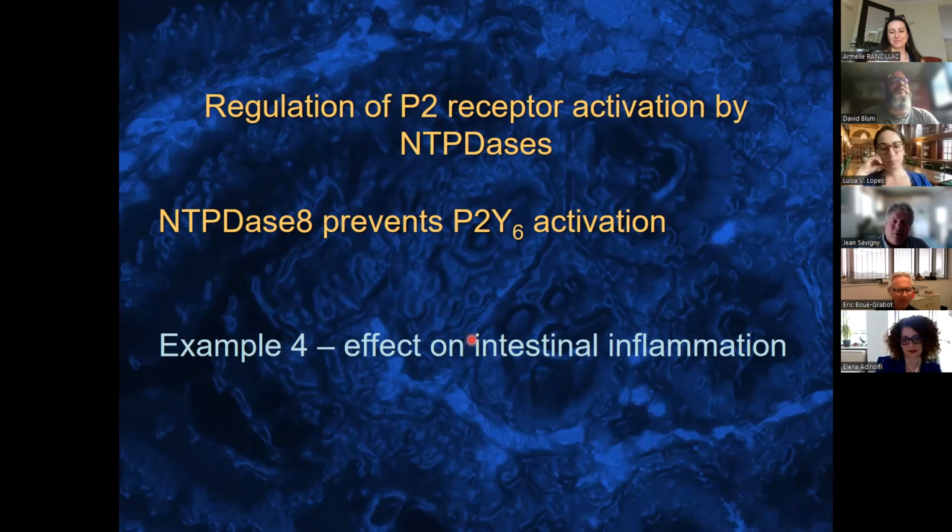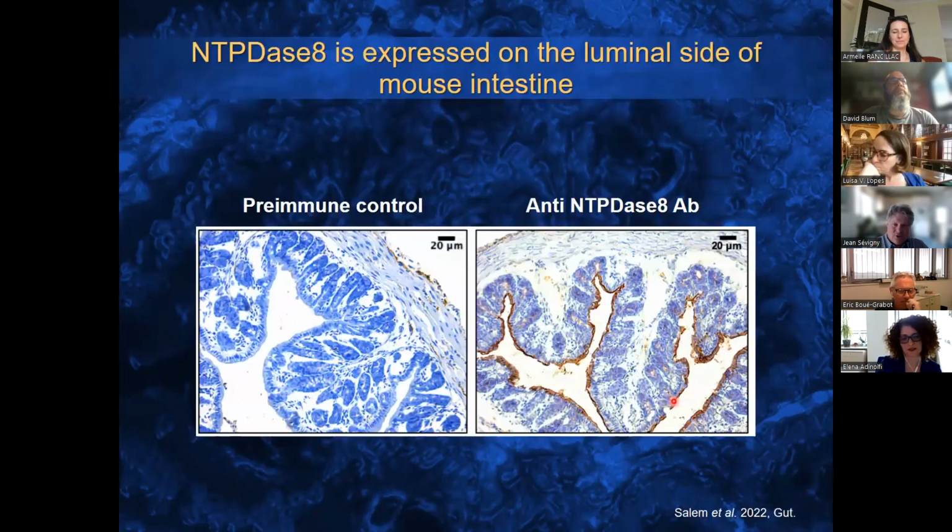So the fourth example that I wanted to show is to show that NTPDase can prevent P2 receptor activation. So here it will be NTPDase8 that prevents P2Y6 activation. So just to show that NTPDase8 in the intestine, as you can see with this rust color again, NTPDase8 is expressed by the epithelial cells at the luminal surface of the intestine, and it hydrolyzes nucleotides in the luminal space of the intestine.